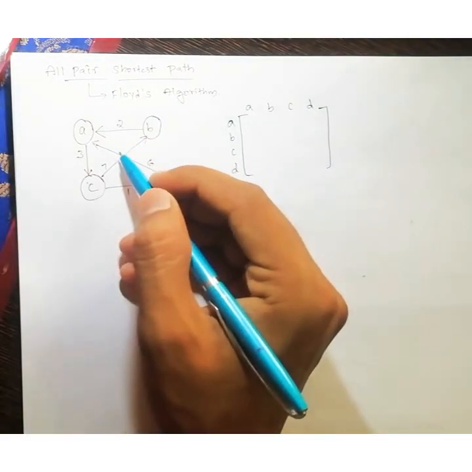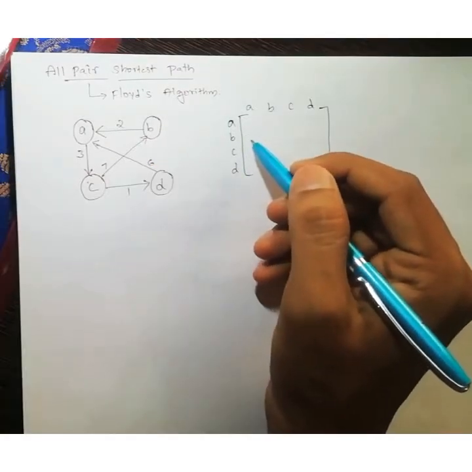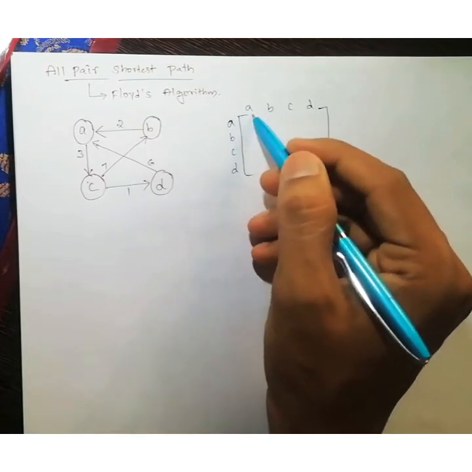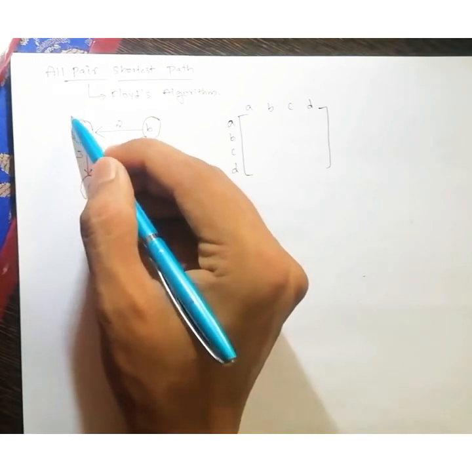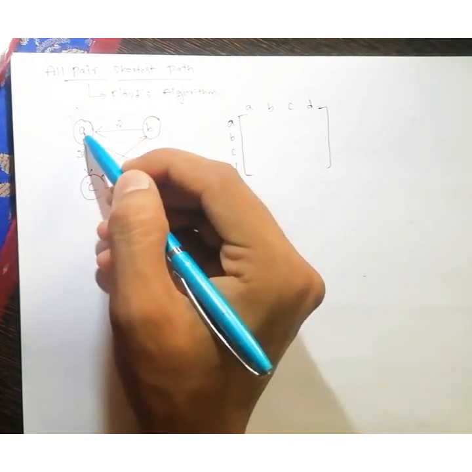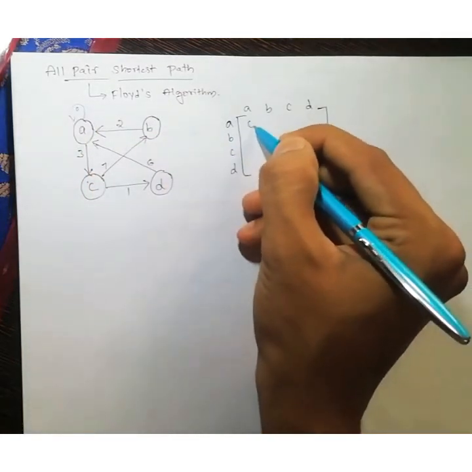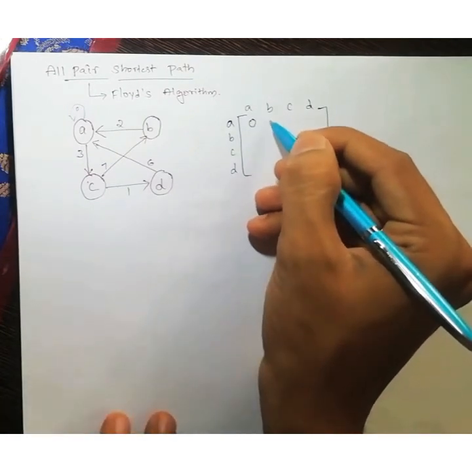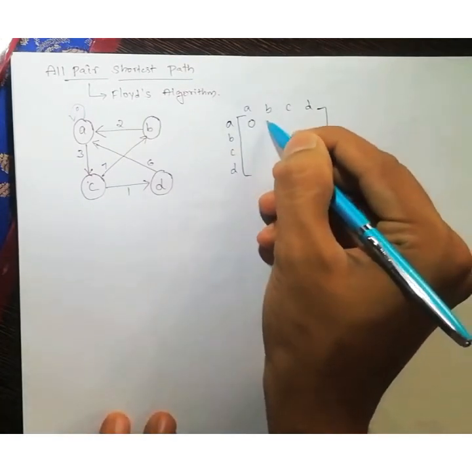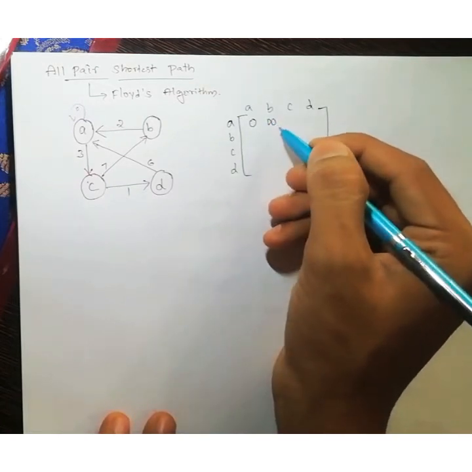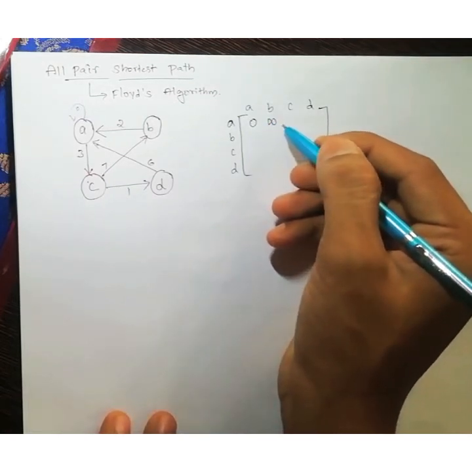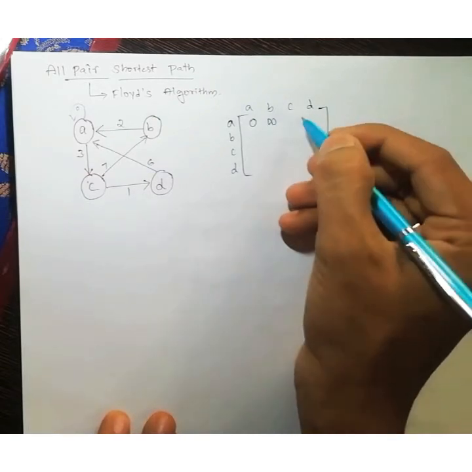Is there any edge from A to A, that is like a self loop? No. If it is no, we can assume self loop with the weight 0, right? So I can write the weight here as 0. From A to B, no. If there is no edge, I will write the weight as infinity. We don't know, I have to find if I can. So I will write initially infinity.